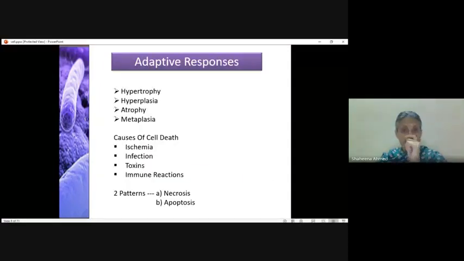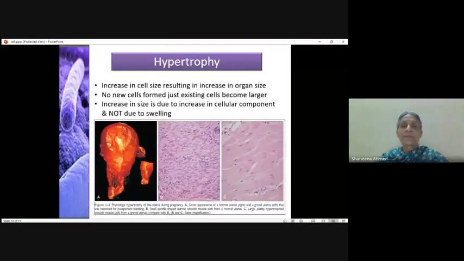Now, let's look at the adaptive processes. These are four: hypertrophy, hyperplasia, atrophy, and metaplasia. Now, if we look at hypertrophy, hypertrophy is where there is an increase in the size of the cell. In this, the number of cells, they do not increase. In this, the size of the cell or the size of the organ increases.